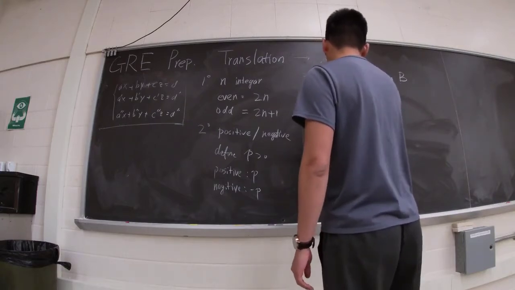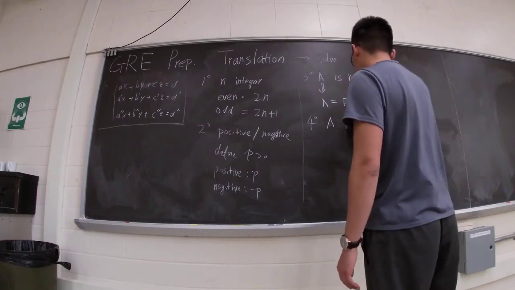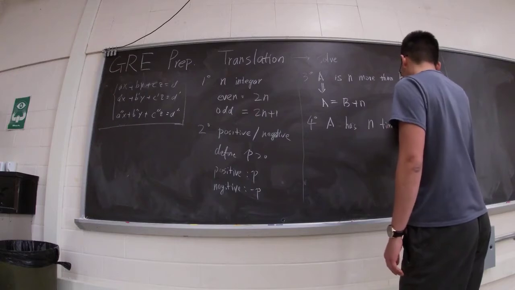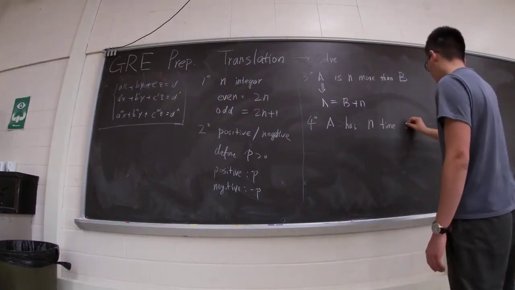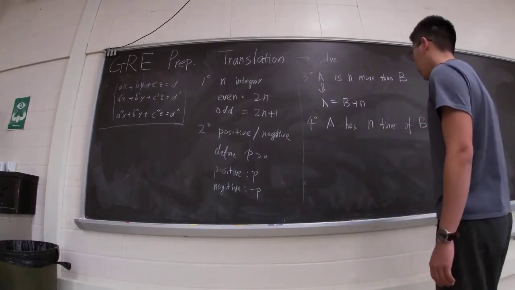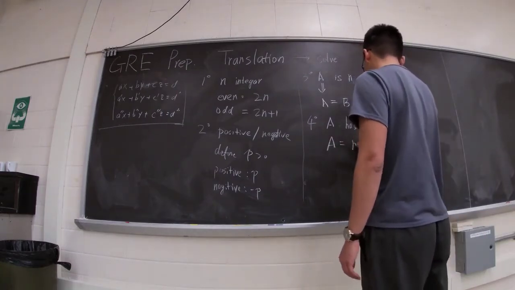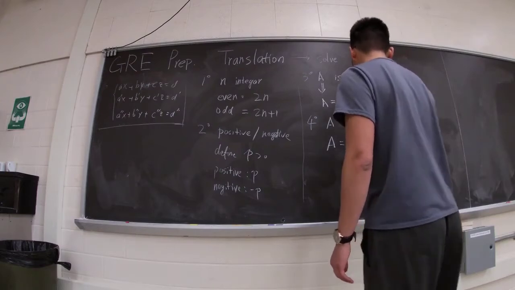So maybe a has n times of b. That means a equals n dot b, n times b.